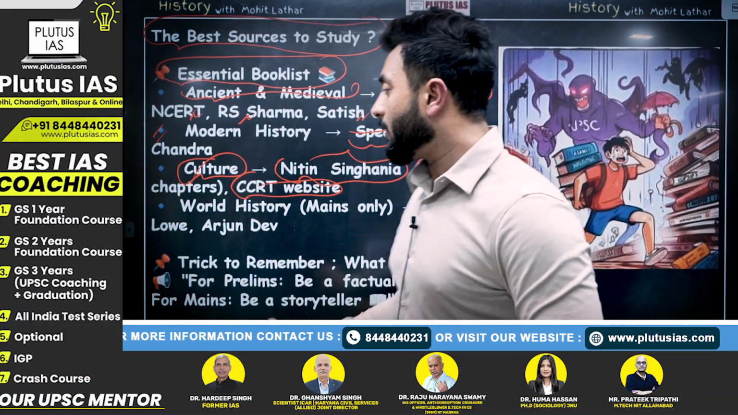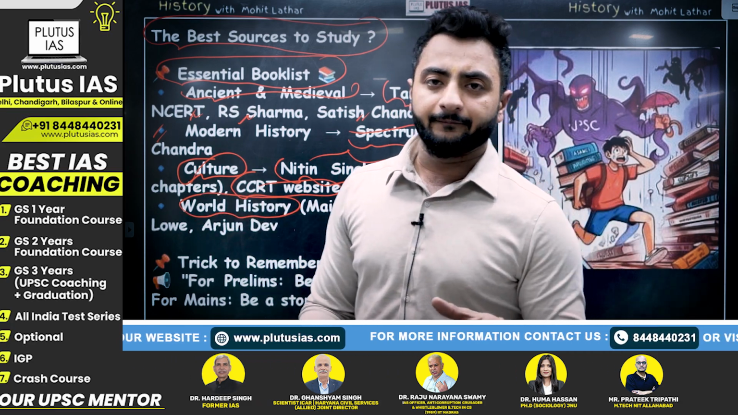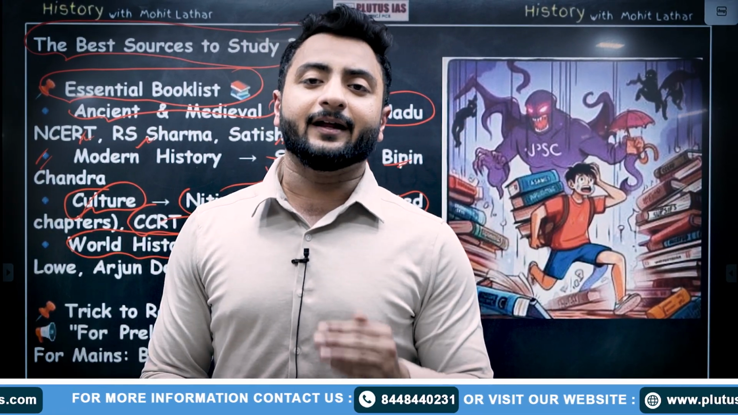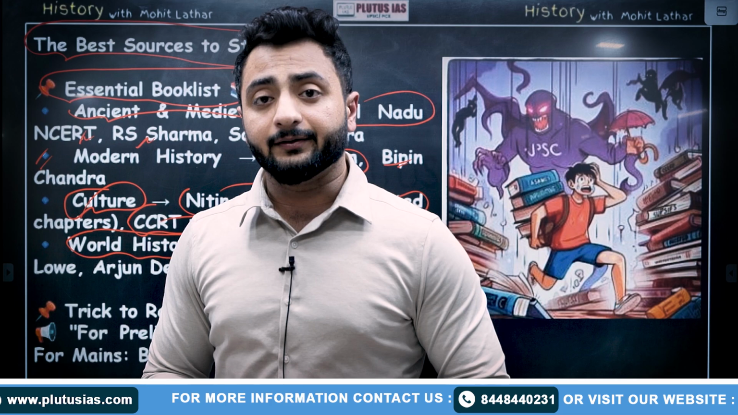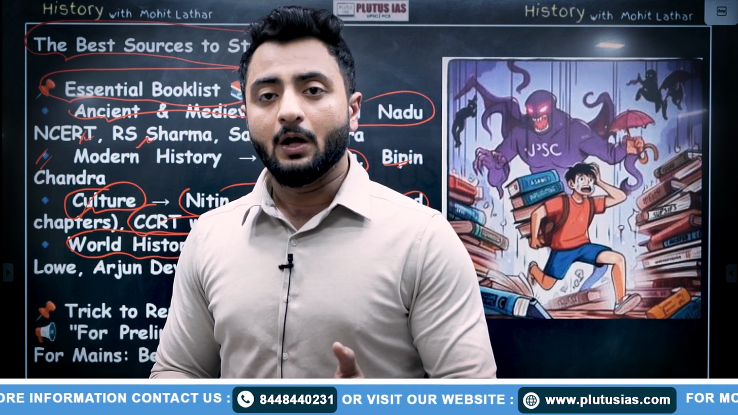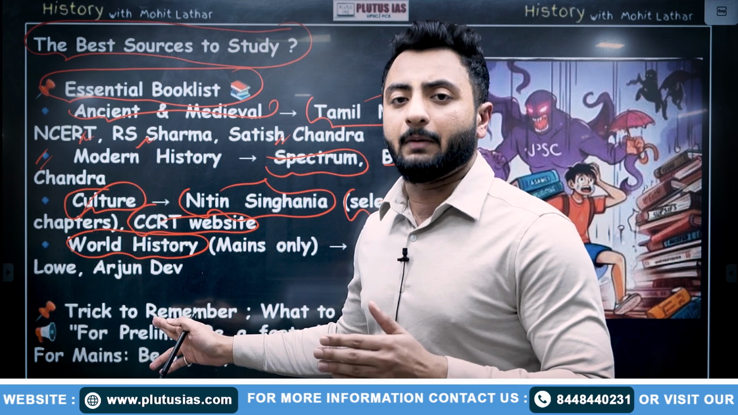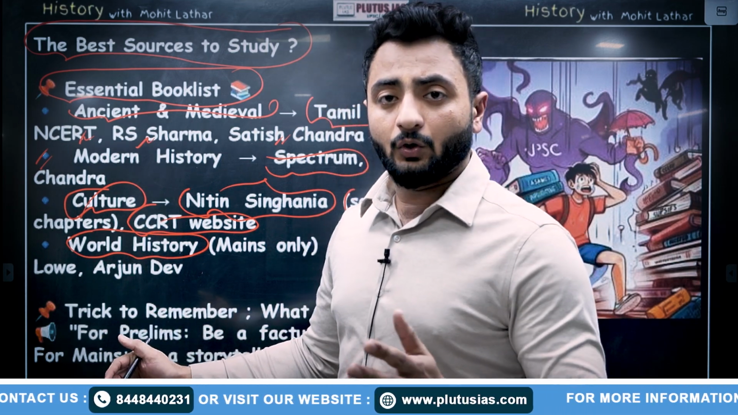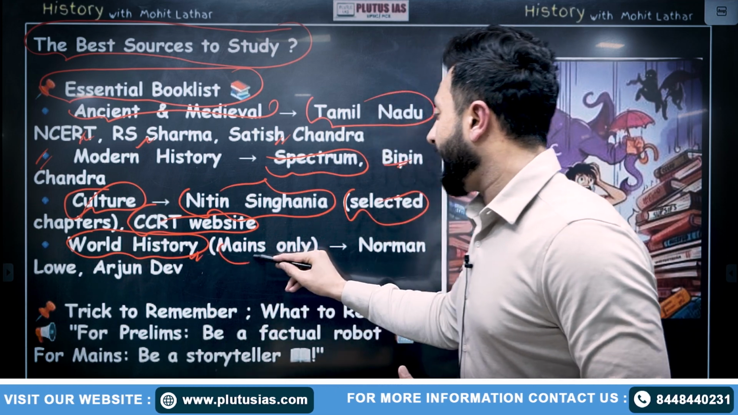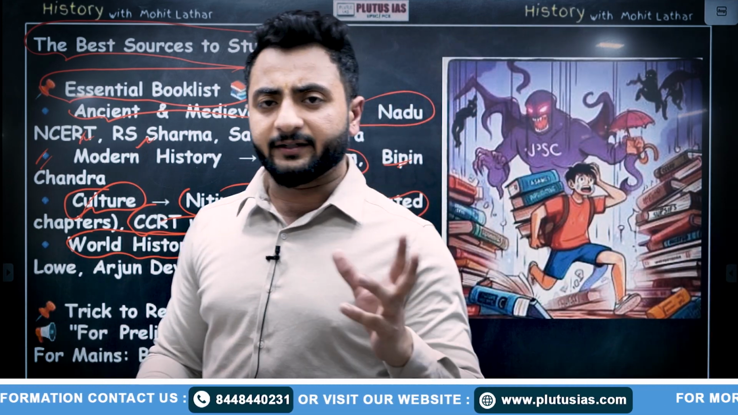Coming to world history, this portion is especially important from the mains perspective. Its understanding is important from the prelims perspective as well, to understand the chronology of world events like World War I and World War II. But in mains, you are asked questions about the Industrial Revolution, the French Revolution, and so on. So for mains, we have to cover Norman Lowe and Arjun Dev. These two books are more than enough.